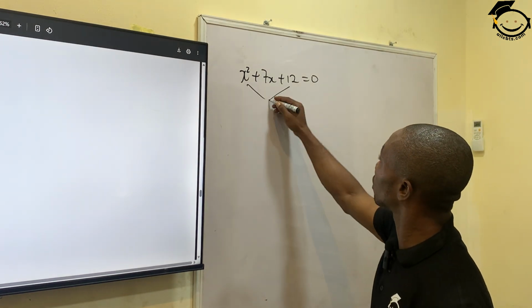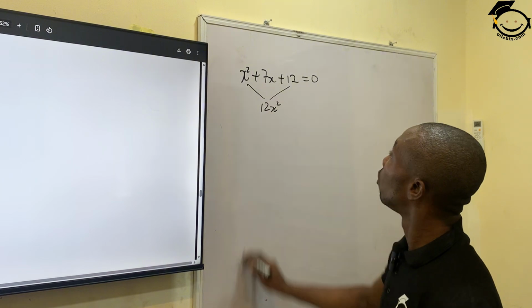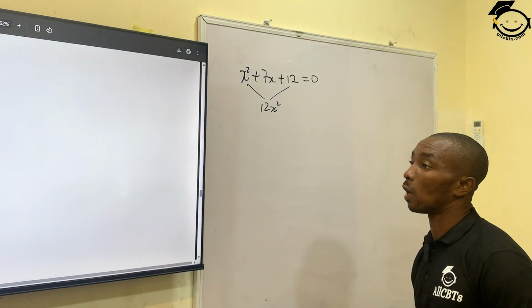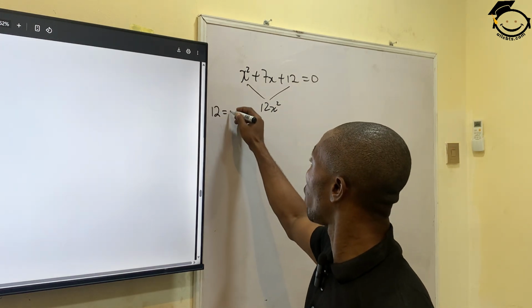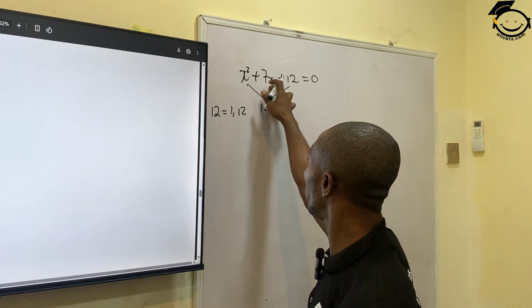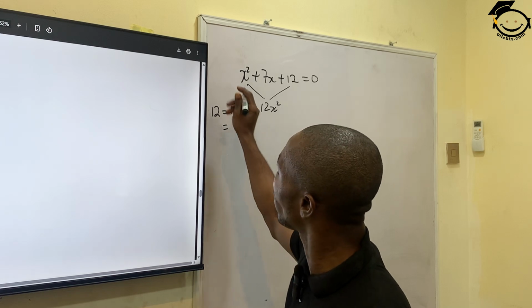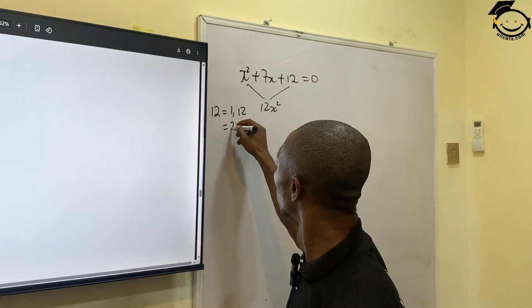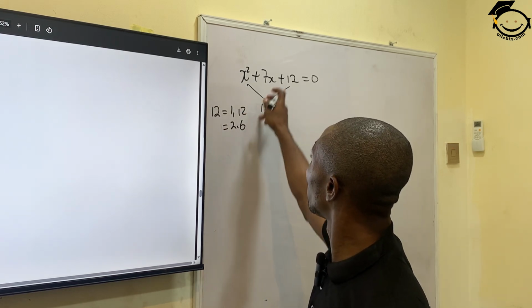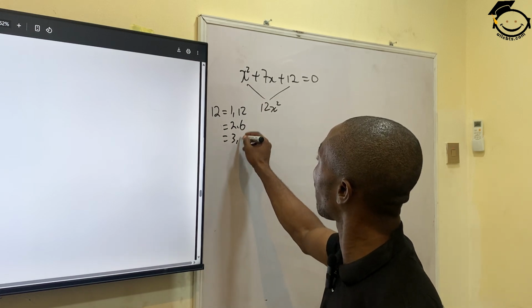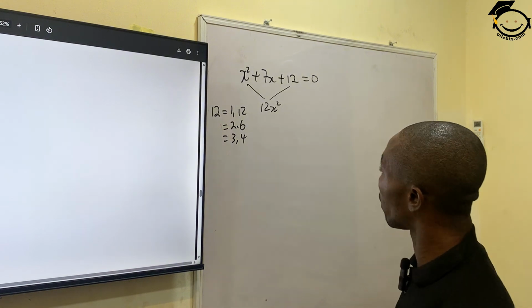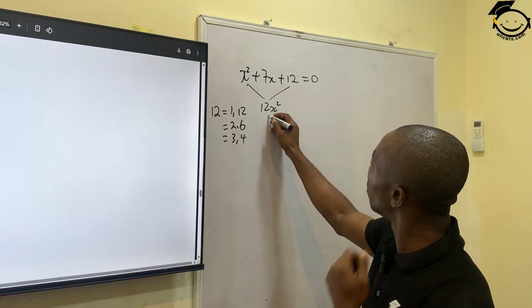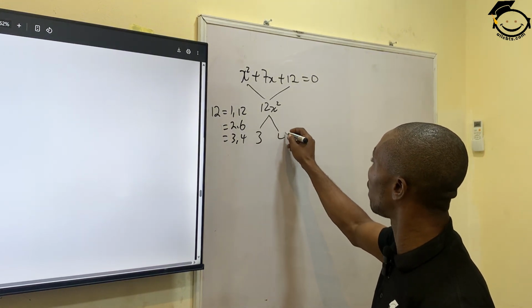If it's factorable, let's do 12x squared. What are the factors of 12 that will give us 7? Now let's look at factors of 12. We have 1 and 12. No, it won't give us 7. We have 2 and 6. It won't give us 7. We have 3 and 4. This is most likely to give us 7. So our factors here will become 3 and 4.